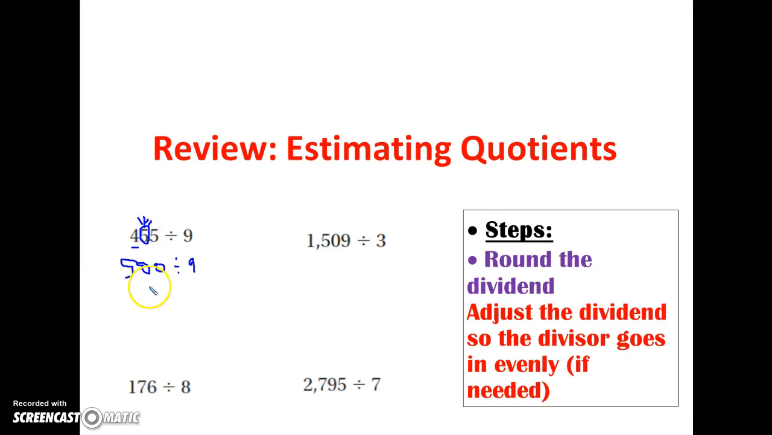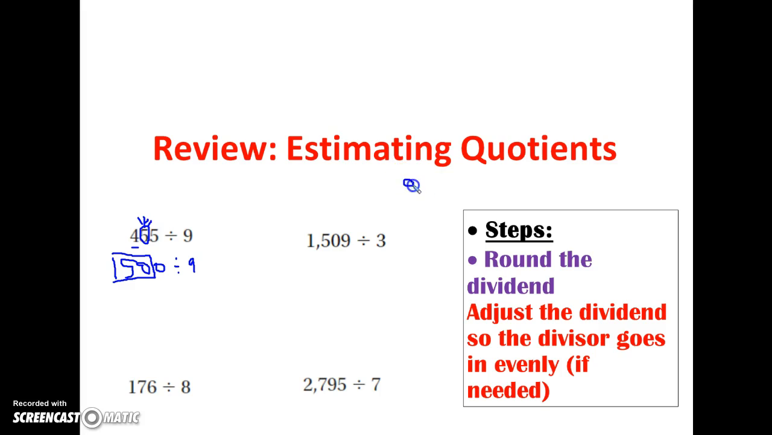So the next thing I do is I adjust this new dividend here so the divisor goes in evenly if it's needed. So I'm going to take a look at this 50. This is the first two digits of my dividend, 50. And I look at this 9. And I say to myself, what multiple of 9 is really close to 50? Now, some kids know their 9's facts, some don't. For those that don't, we're going to fix that when we start rocket math. But if you don't know your math facts, what you need to do is write them down.